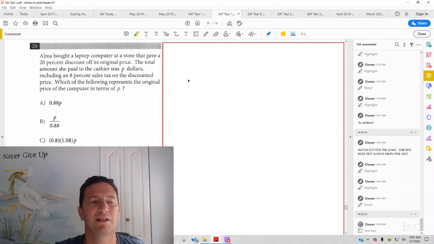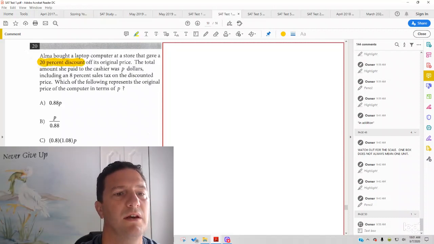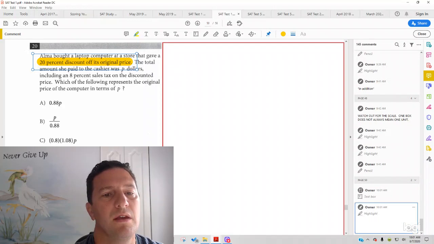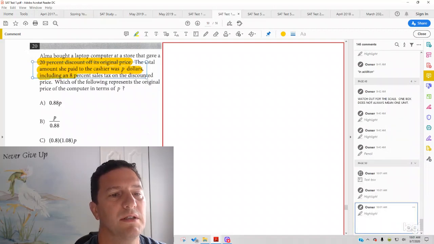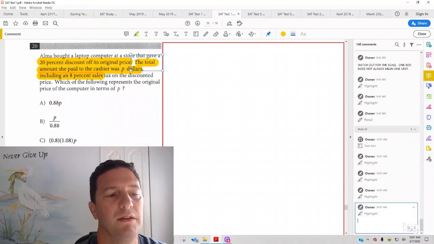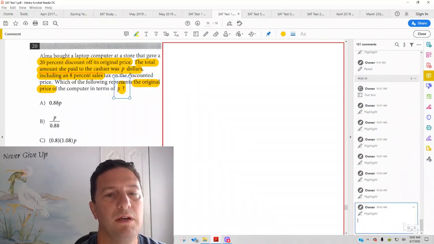Today we're going to look at Test 1, Section 4, number 20, which reads: Alma bought a laptop computer at a store that gave a 20% discount off its regular price. The total amount she paid to the cashier was $P, including an 8% sales tax on the discounted price. Which of the following represents the original price of the computer in terms of P?